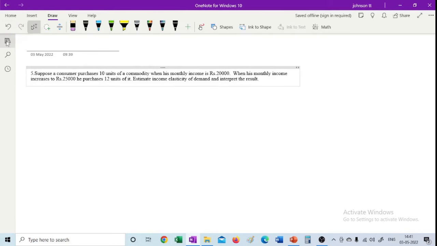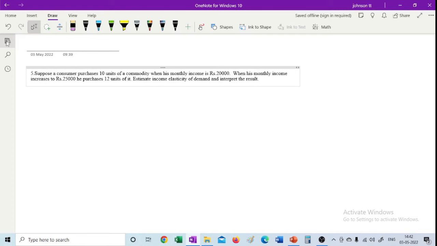Next is a problem about income elasticity of demand. Suppose a consumer purchases 10 units of a commodity when his monthly income is rupees 20,000. When his monthly income increases to rupees 25,000, he purchases 12 units of it. Estimate income elasticity of demand and interpret the result.